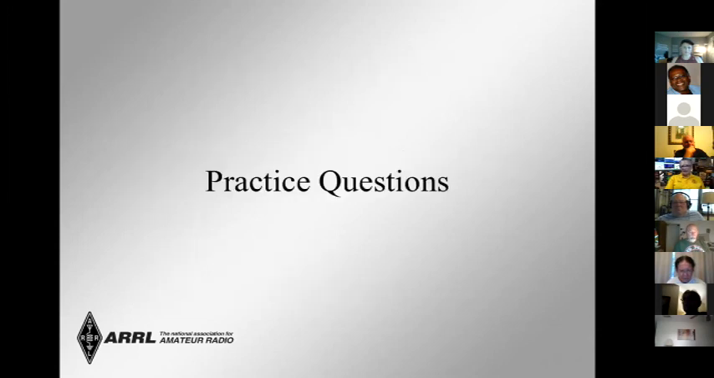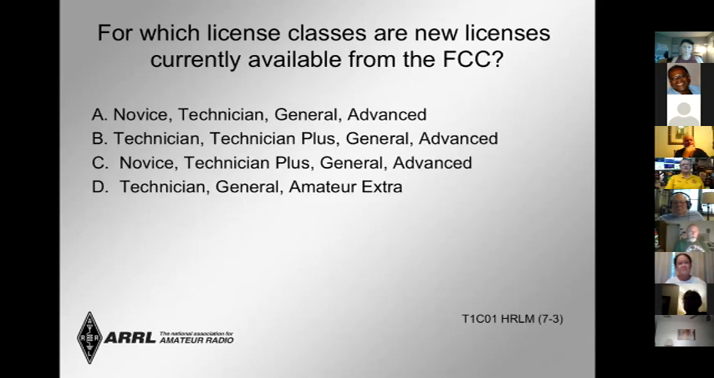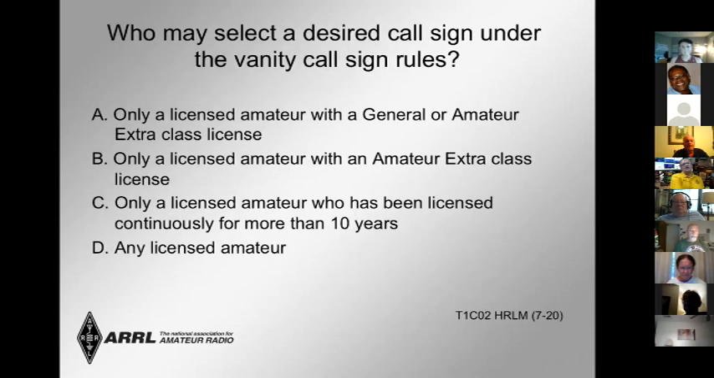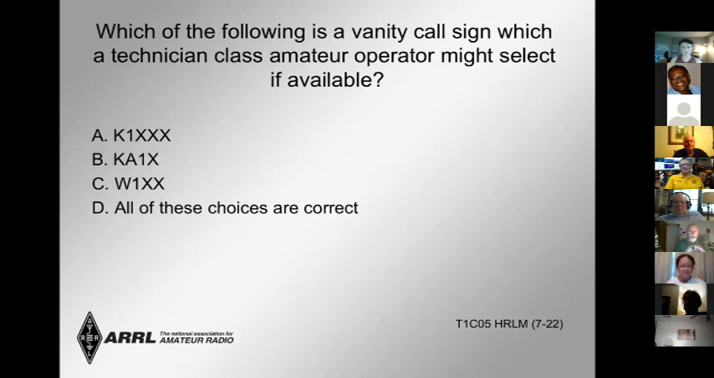So, last of the practice questions, and we're going to wrap this up. For which license classes are new licenses currently available from the FCC? C. Who may select a desired call sign under the vanity call sign rules? D. Which of the following is a vanity call sign which a technician class amateur operator might see if available? A.